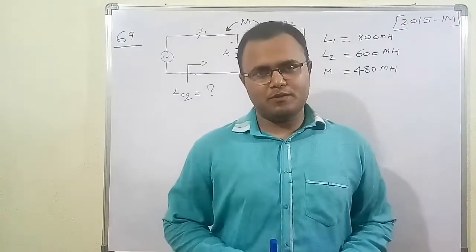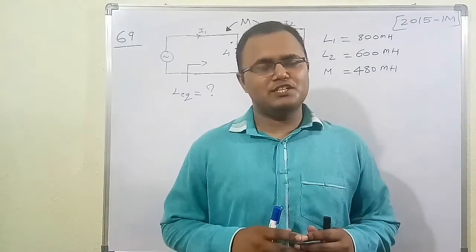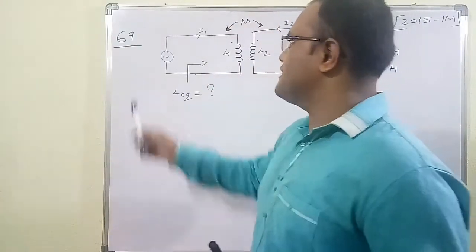So after solving the previous problem, now let's move forward to solve another numerical. The numerical number is 69.